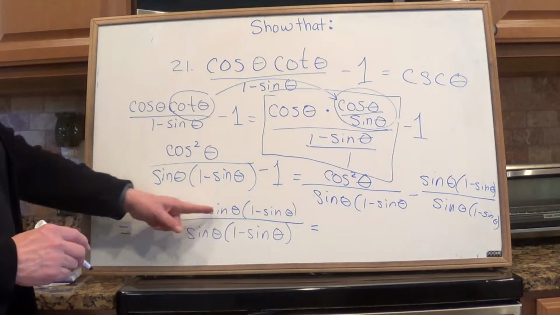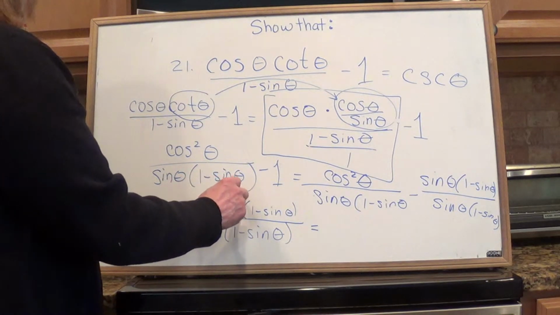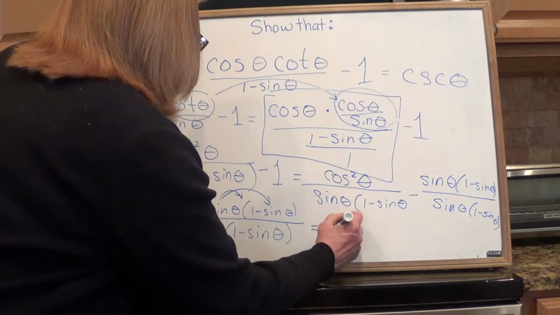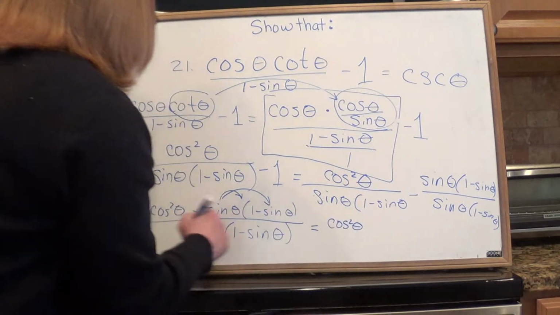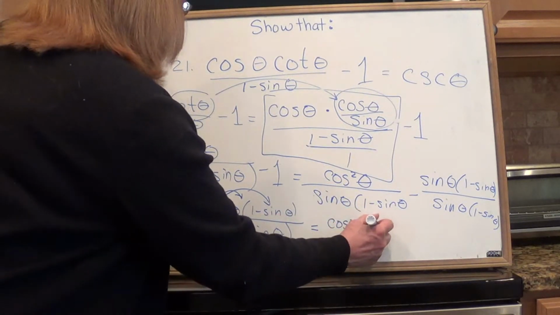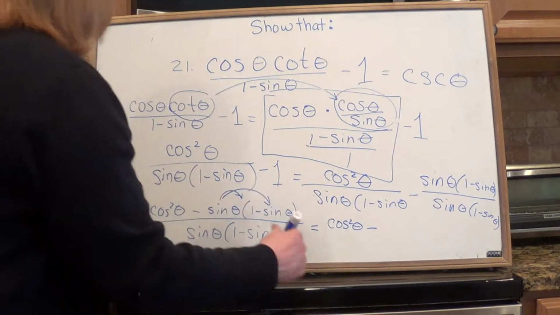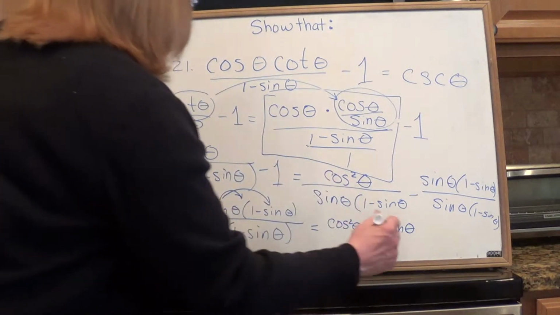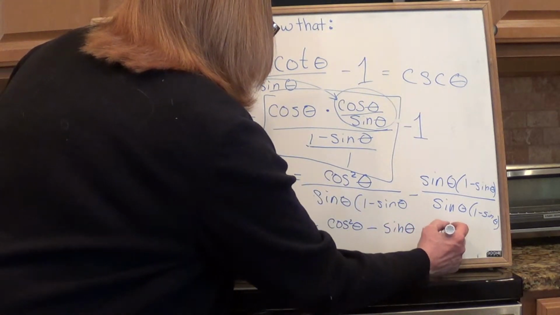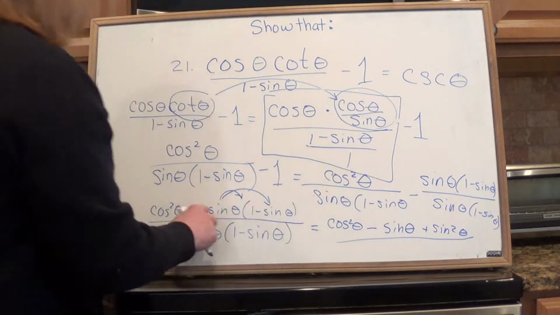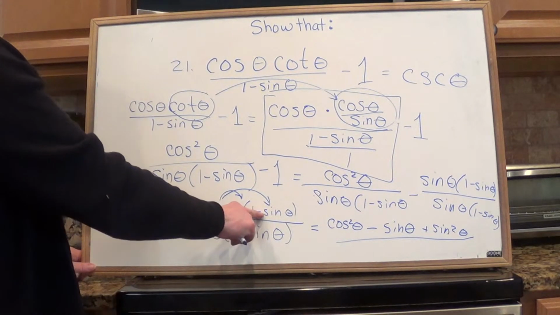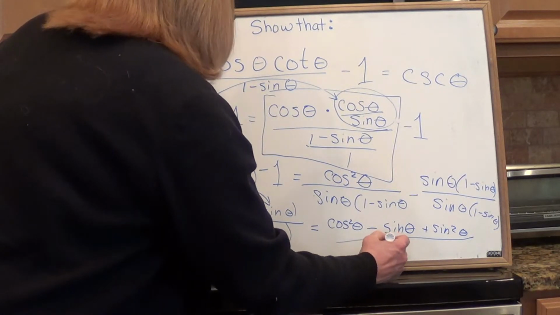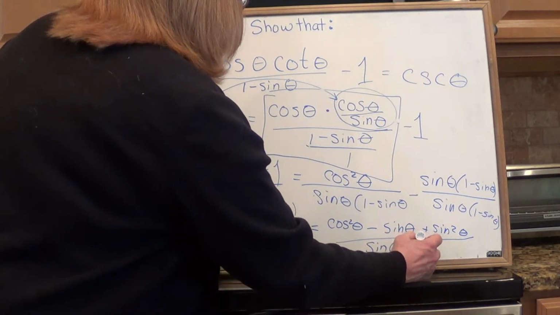On the top here, I'm going to distribute this and you will see something useful happens. So cosine squared minus, distributing the sine, I get a sine theta and a positive sine squared theta. Notice the sign out here will cause this sign in here to become positive. So now I have sine times 1 minus sine.